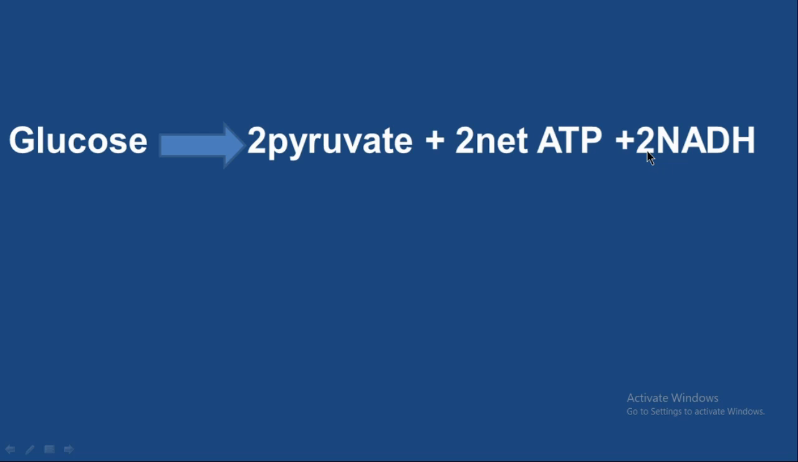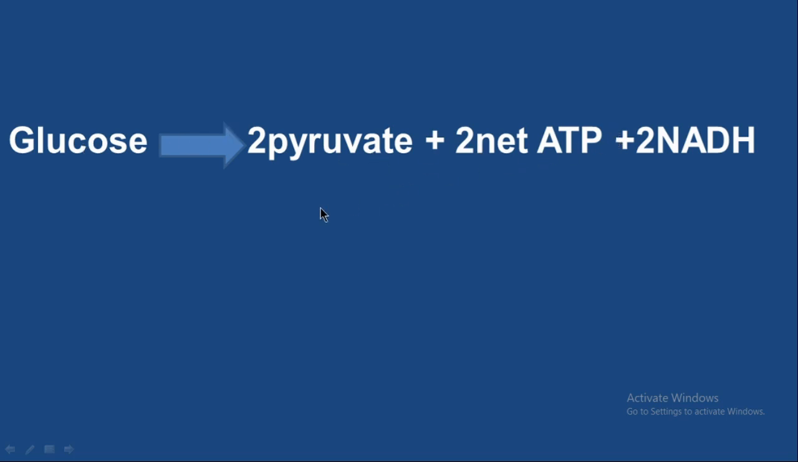Glycolysis results in 2 pyruvate molecules, 2 net ATP molecules, and 2 NADH molecules from 1 glucose molecule. So we'll see the important steps of glycolysis that eventually result in these molecules.